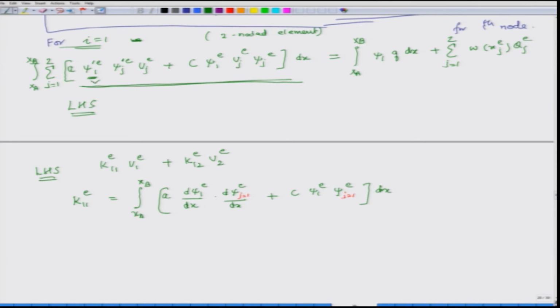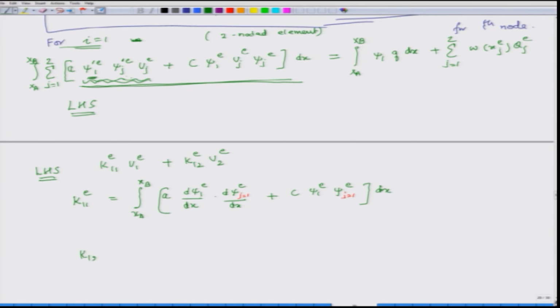Each of these terms will have two components. One will be for j is equal to 1, one will be for j is equal to 2. So, this is K11, which corresponds to j is equal to 1. The j is equal to 1 term will be multiplied by U1, and the j is equal to 2 term will be multiplied by U2. Understood?